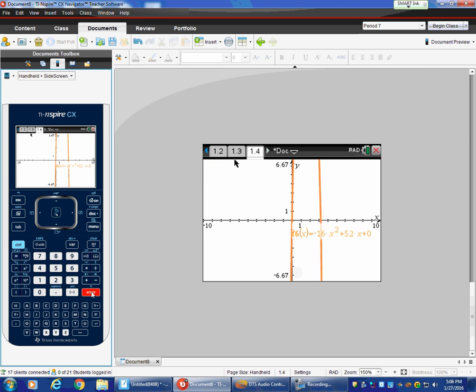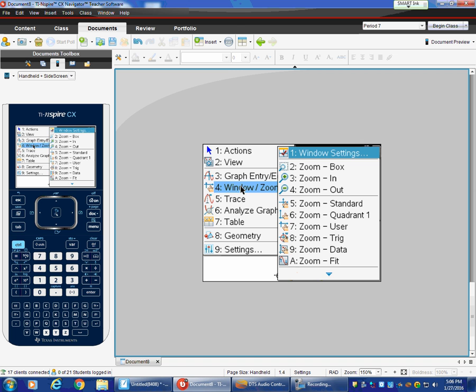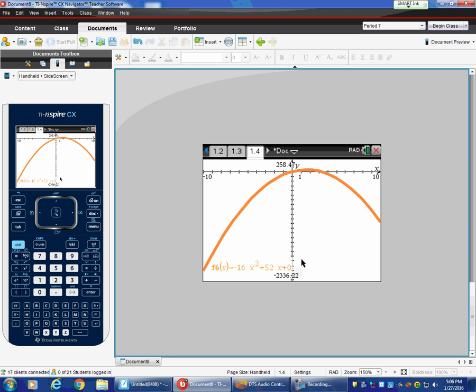So I graph it. One thing to keep in mind, and some of you are forgetting this, the negative 16 there needs to be a negative 16 because gravity's pulling us down, not sending us up in orbit. Okay, so I want to find this max. Menu, zoom, and I recommend zoom fit. It's going to try to fit the graph to a nice window. And then from there I can zoom in or zoom out so I can better see it.